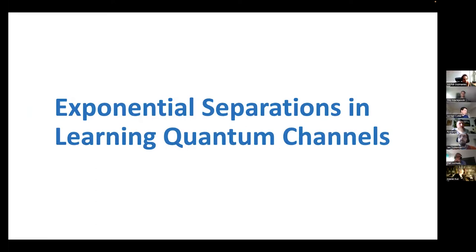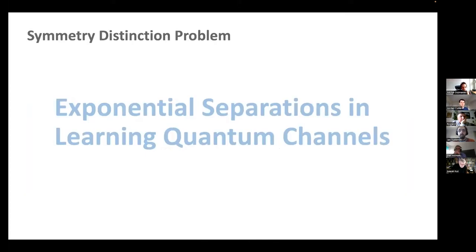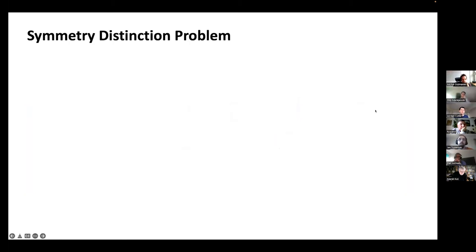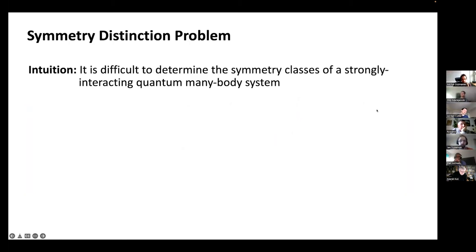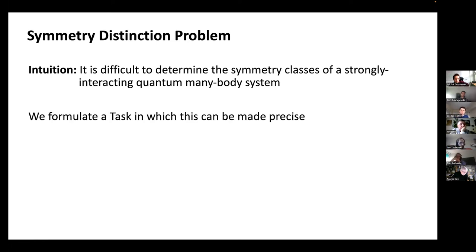So far I've mostly been talking about exponential separations in learning features of quantum states, but we could also think about dynamics, or more generally, learning features of quantum channels. So let me talk about what I'll call the symmetry distinction problem. The intuition is that it's difficult to determine the symmetry classes of a strongly interacting quantum many-body system. This is something you would want to do as a condensed matter physicist: you're given some quantum many-body system, and you would like to ascertain what its symmetries are. This is in general a hard thing to do if you don't know how to characterize your system. So let's formulate a toy model in which this can be made precise.